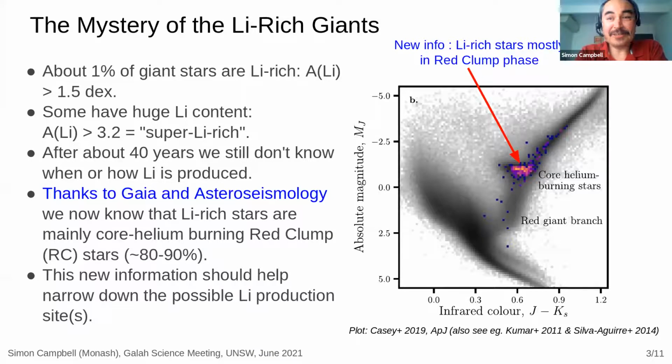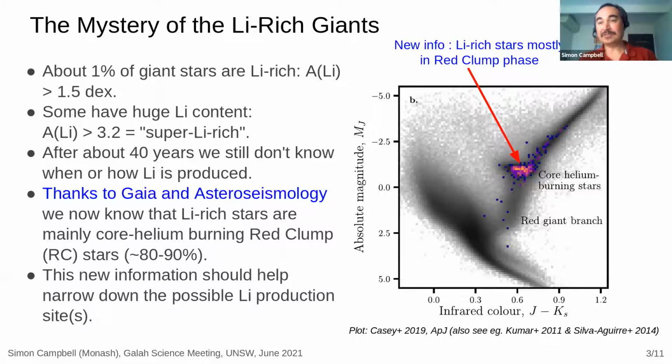So I'll start my introduction just by talking about the mystery of the lithium-rich giants. About 1% of giants are found to be lithium-rich, and I'll explain the definition in the next slide. But basically it's if your A(Li) is greater than 1.5 dex. Some have much more than that, so these are known as super lithium-rich stars.